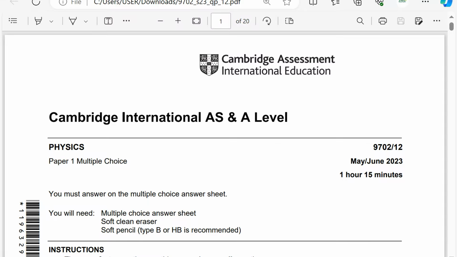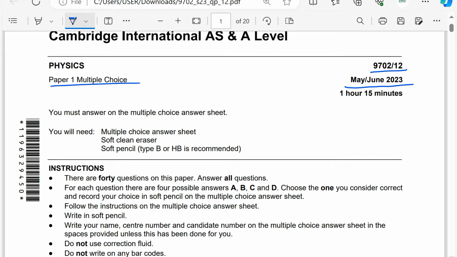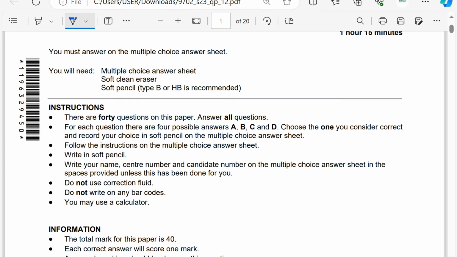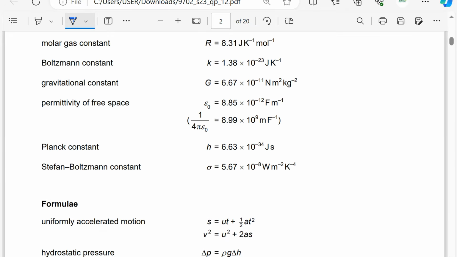So here we are solving 9702 1-2, that is May-June 2023. The paper is supposed to be 1 hour and 15 minutes. I'm going to try my level best to keep the time. So it is paper 1, multiple choice questions. I will not go through the instructions. You are used to the instructions. I will straight away go to the questions.